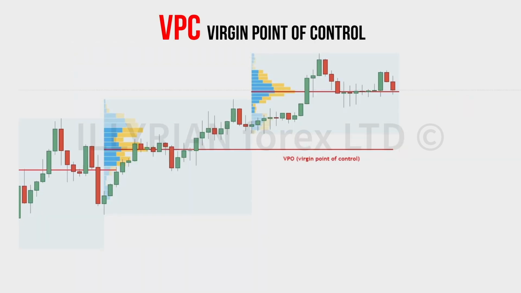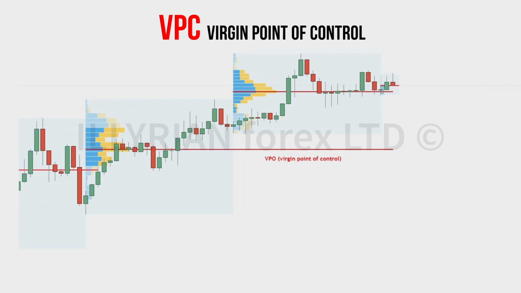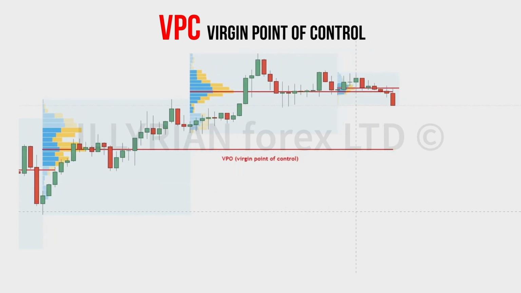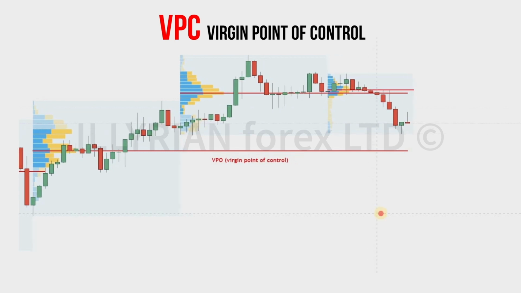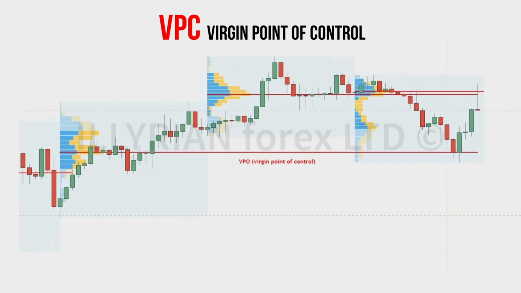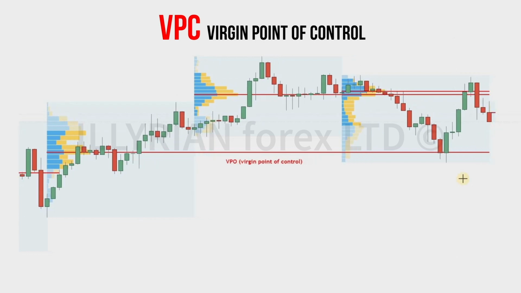The virgin point of control. The virgin POC, or VPC, is a term that I came up with to define a point of control that is untouched, that the market has not yet revisited. It's like a new watering hole that no animal has drunk from.